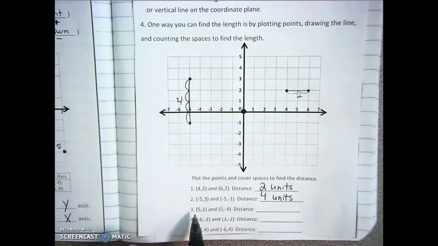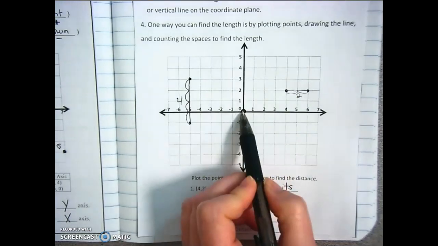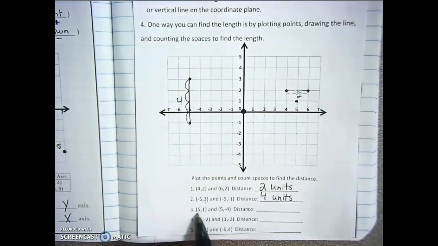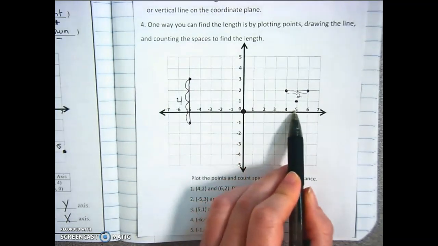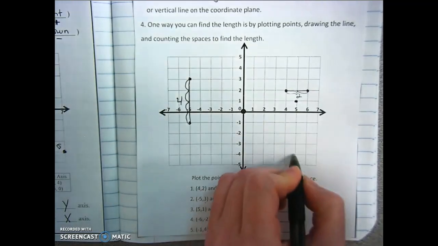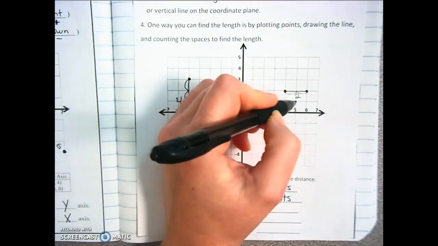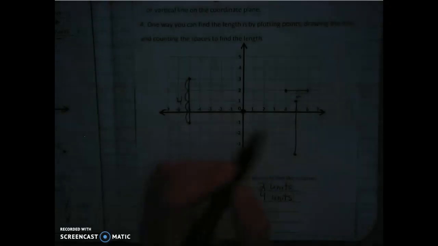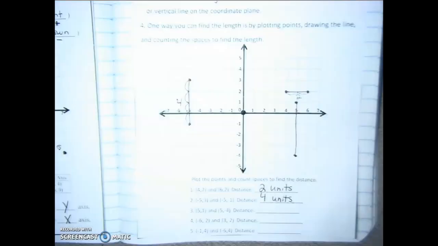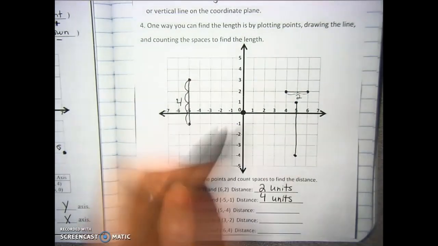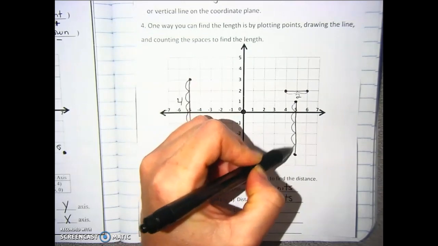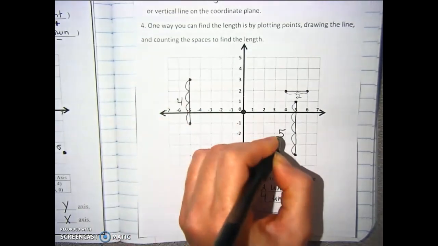So let's go on. Number 3, (5, 1). Go to +5, go up to +1. Okay. Next, (5, -4). So go to the origin, +5, and then go down to -4, which is here. Now we're going to connect those 2 points, and we're going to count the distance. Let's see. Okay, start at the top, 1, 2, 3, 4, 5. 5 units.